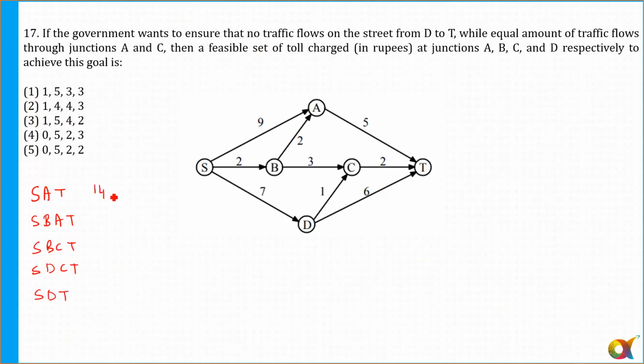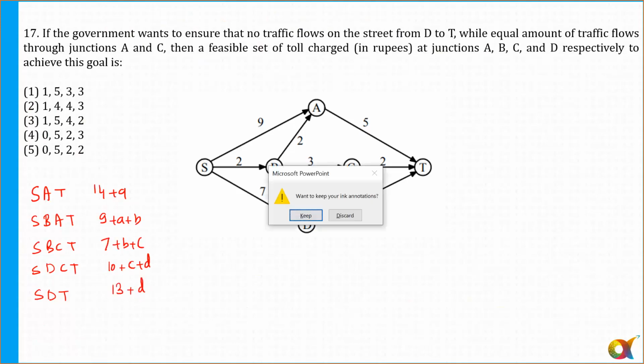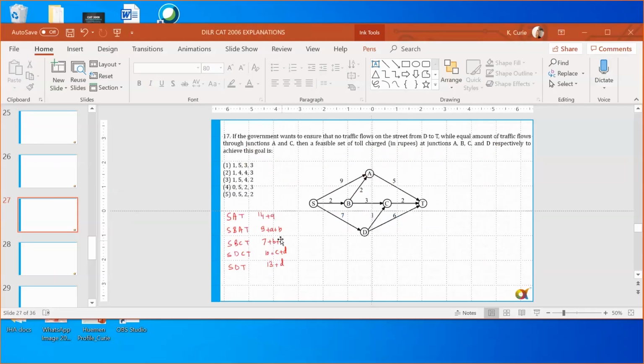For SAT, the cost is equal to 14 plus A. For SBAT, 2 plus 2 is 4, 4 plus 5 is 9, so that is 9 plus A plus B. For SBCT, 2 plus 3 is 5, 5 plus 2 is 7, so that is 7 plus B plus C. For SDCT, 7 plus 1 is 8, plus 2 is 10, so 10 plus C plus D. And SDT, 7 plus 6 is 13, so that is 13 plus D. Let me cut and paste here, so I do not need to write down all the same information on the slides.